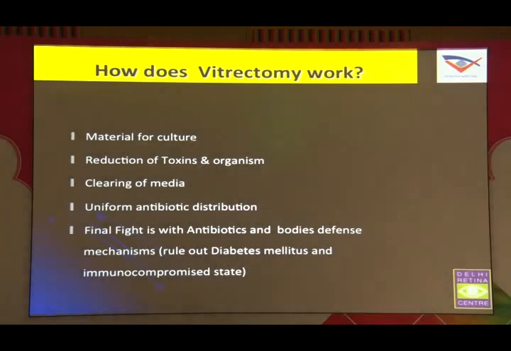How does vitrectomy work? It basically brings out the material for culture. It reduces the amount of toxin and organisms within the vitreous cavity by debulking the vitreous so that our antibiotics can work. It clears up the media. It allows uniform distribution of the antibiotics. And the final fight, please remember, is not by vitrectomy alone, but by the antibiotics which are used in association with the vitrectomy.